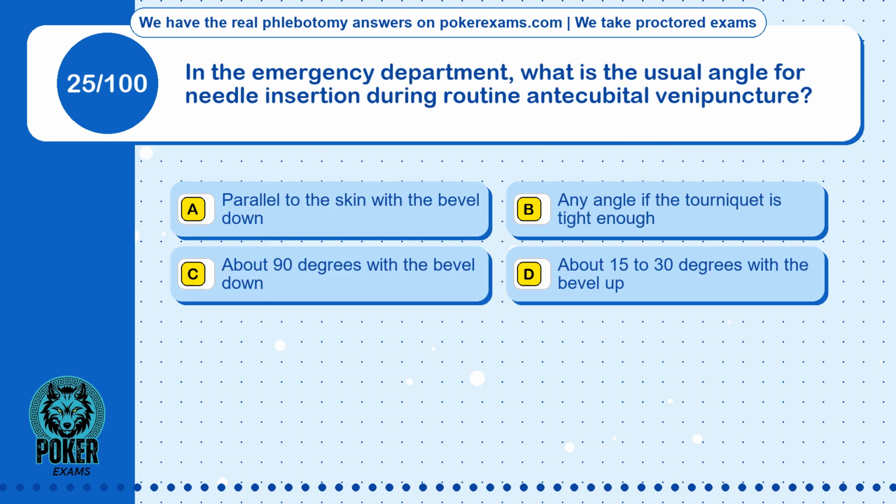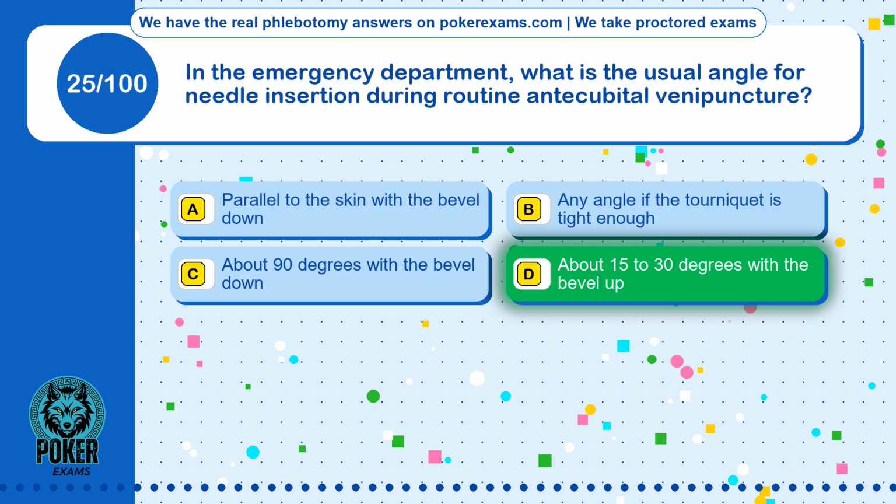Question 25. In the emergency department, what is the usual angle for needle insertion during routine antecubital venipuncture? Option A, parallel to the skin with the bevel down. Option B, any angle if the tourniquet is tight enough. Option C, about 90 degrees with the bevel down. Option D, about 15 to 30 degrees with the bevel up.